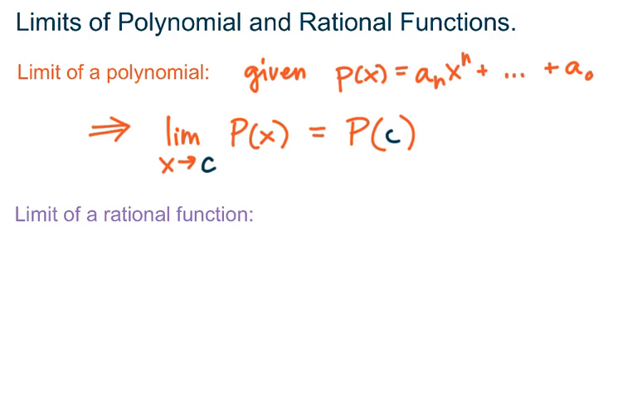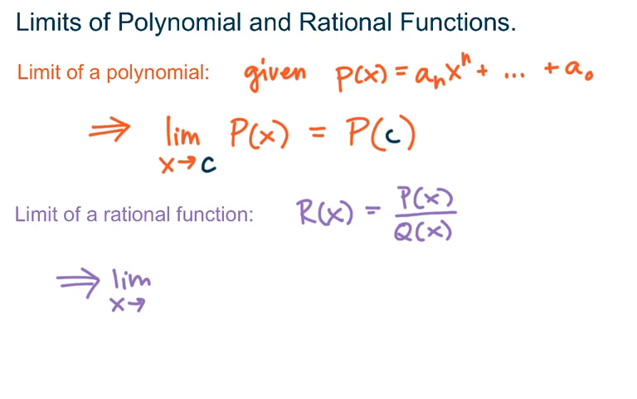And if we're dealing with a rational function, remember a rational function, some r of x, is just a ratio of two polynomial functions. So if we want to find the limit of some rational function as x approaches c, again, all we would do is evaluate that function, because a rational function behaves very much like a polynomial function, considering it is a quotient of two polynomials. So all we need to do is evaluate it.